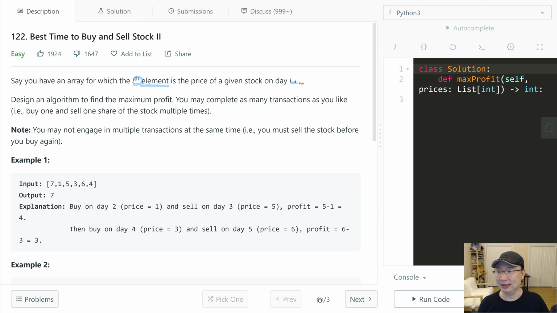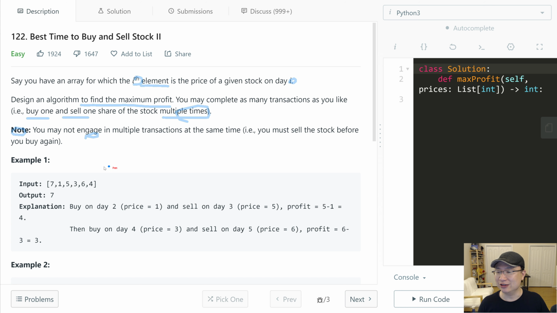on day i. Design an algorithm to find the maximum profit. You may complete as many transactions as you like: buy one and sell one share of the stock multiple times. Note, you may not engage in multiple transactions at the same time. You must sell the stock before you buy again.